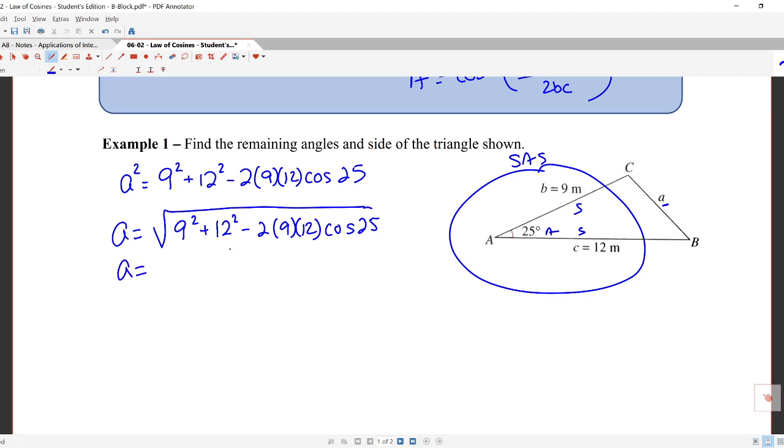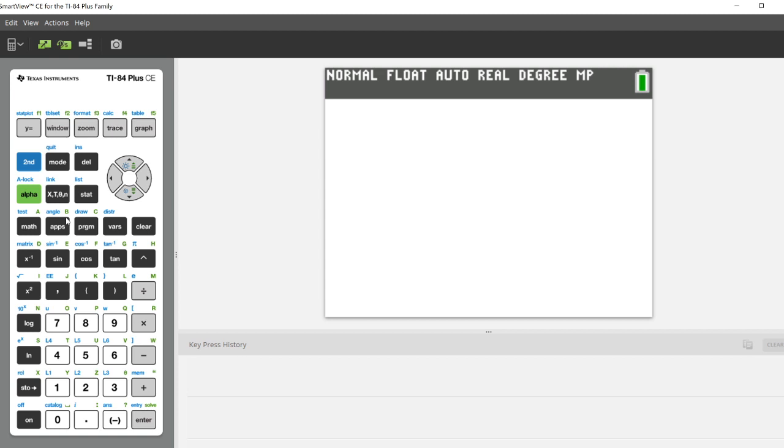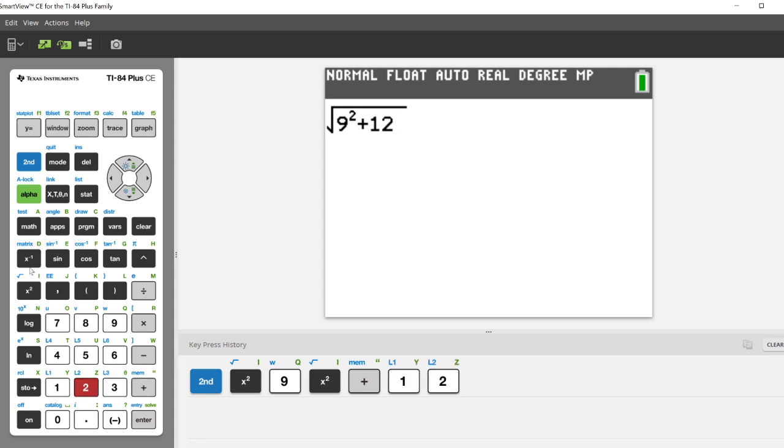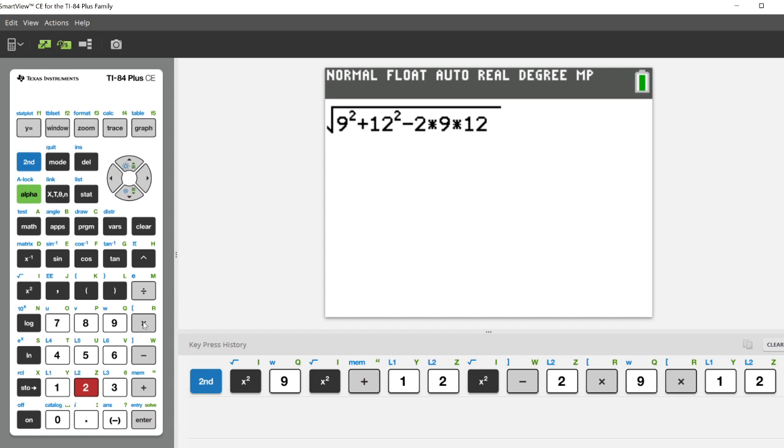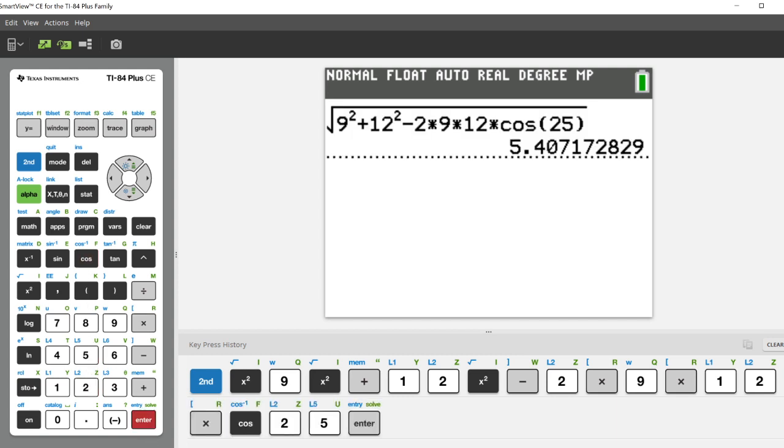So let's go ahead and do that. We have the square root of 9 squared plus 12 squared minus 2 times 9 times 12 times the cosine of 25, and we get 5.41.